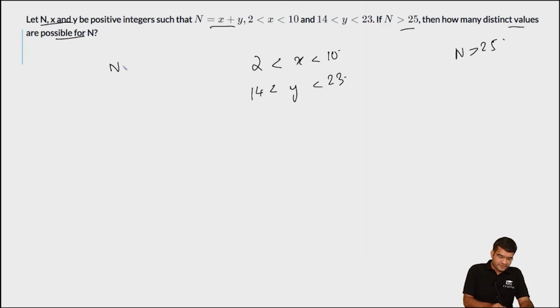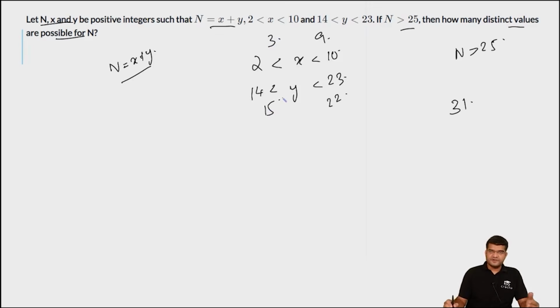Because n is equal to x plus y. From the equation n is equal to x plus y, let us try to find out the maximum value of x, that will be 9, and the maximum value of y, that will be 22. So the maximum value of n will be 31. And what is the minimum possible value of n? Just from the equation n is equal to x plus y, the minimum value of x is 3 and the minimum value of y is 15. So the minimum value of x plus y will be equal to 18.